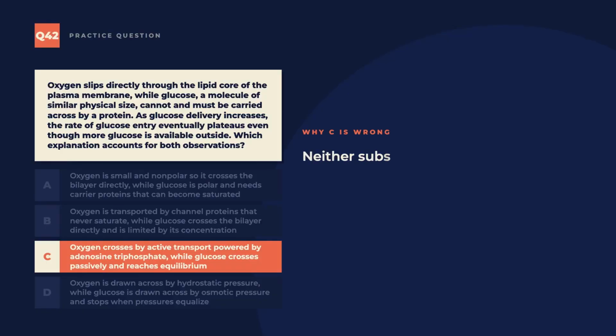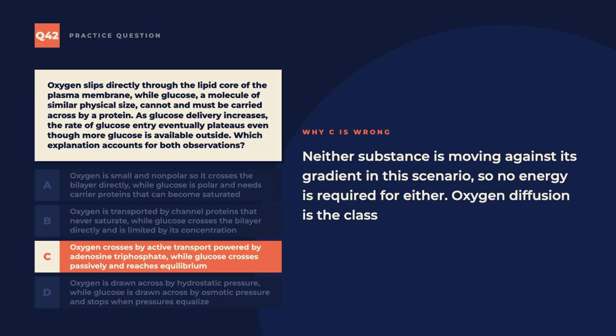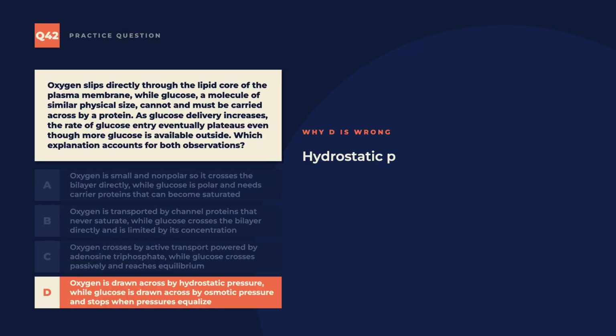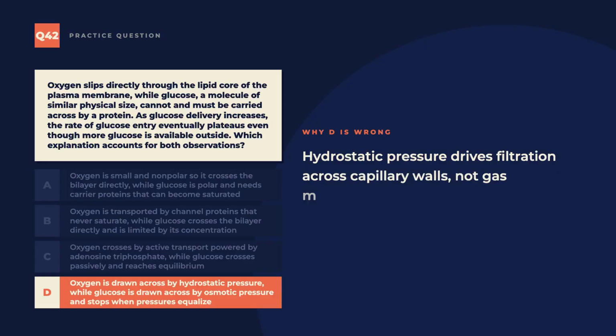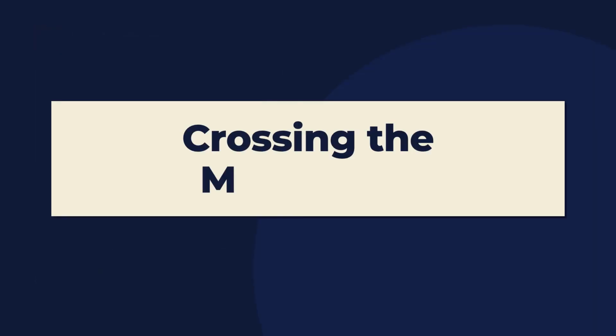C is wrong because neither substance is moving against its gradient in this scenario, so no energy is required for either. Oxygen diffusion is the classic example of a passive process. D is wrong because hydrostatic pressure drives filtration across capillary walls, not gas movement into cells. Osmotic pressure governs water movement rather than glucose entry.